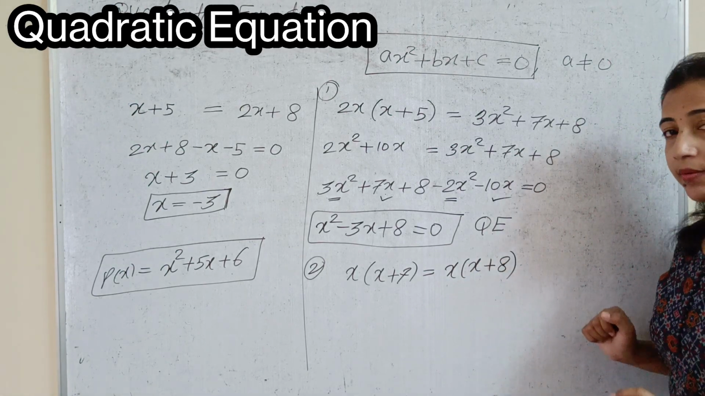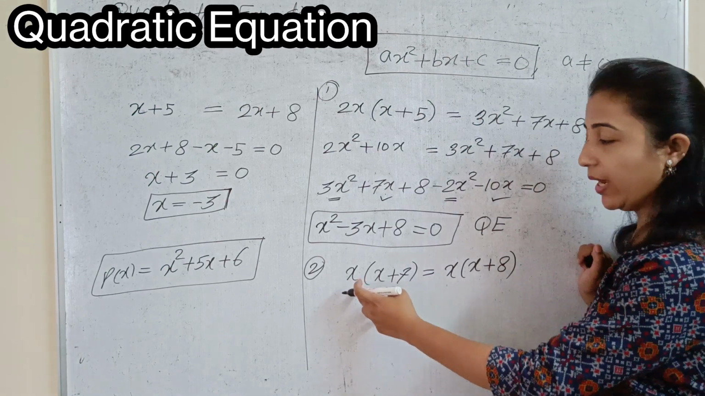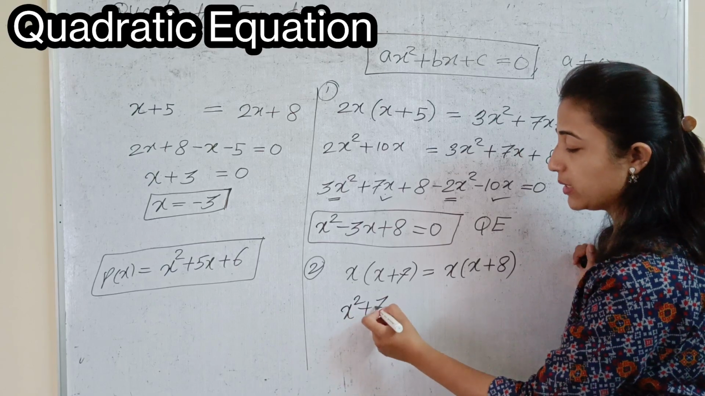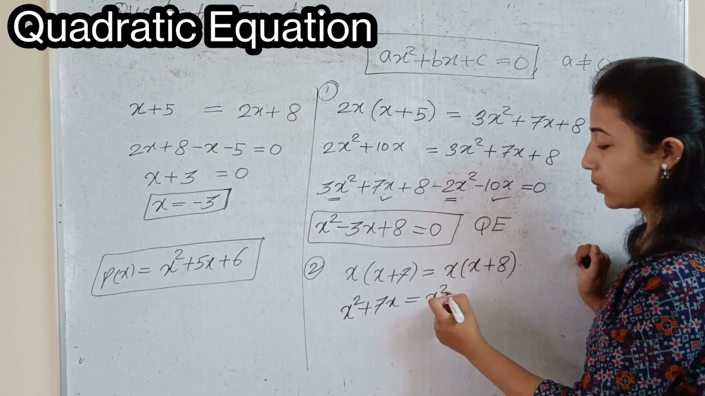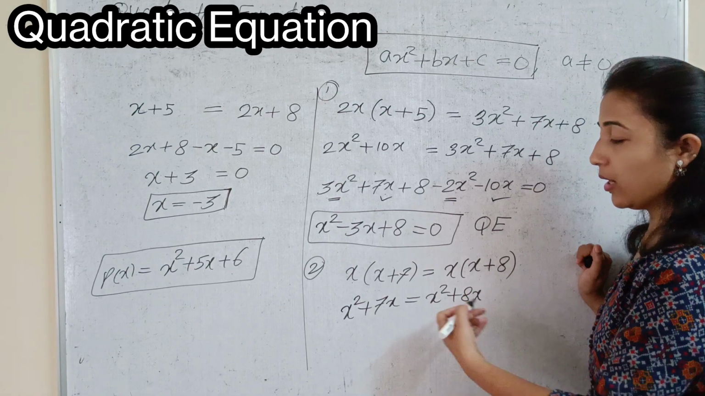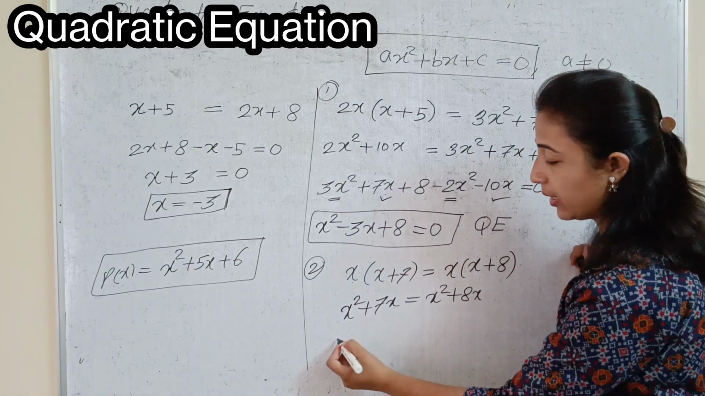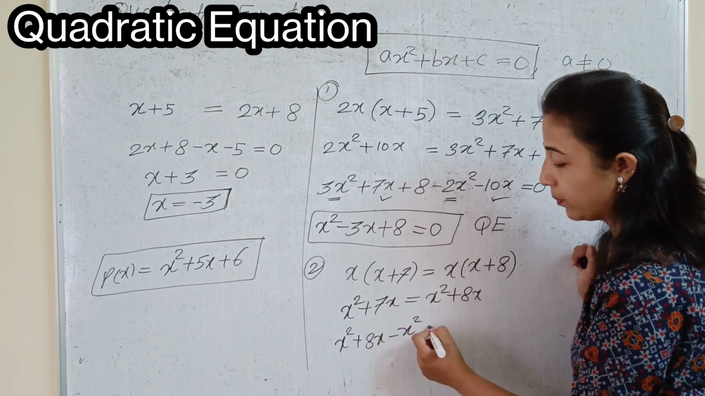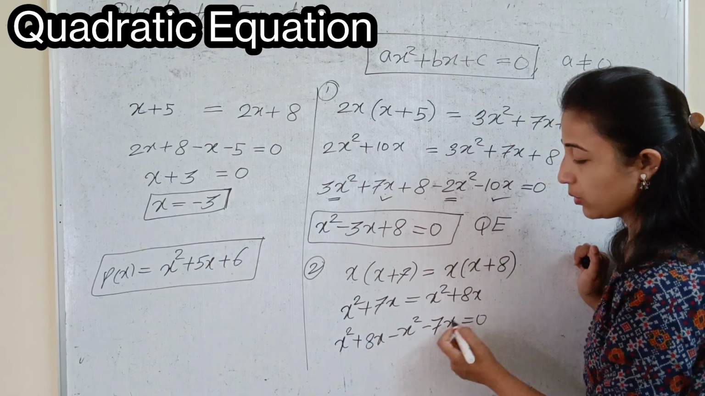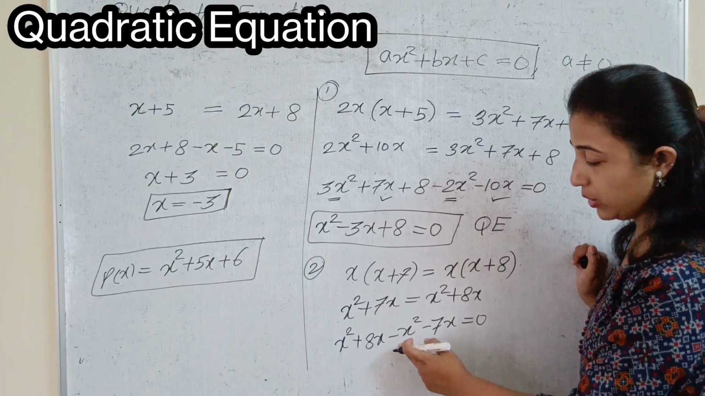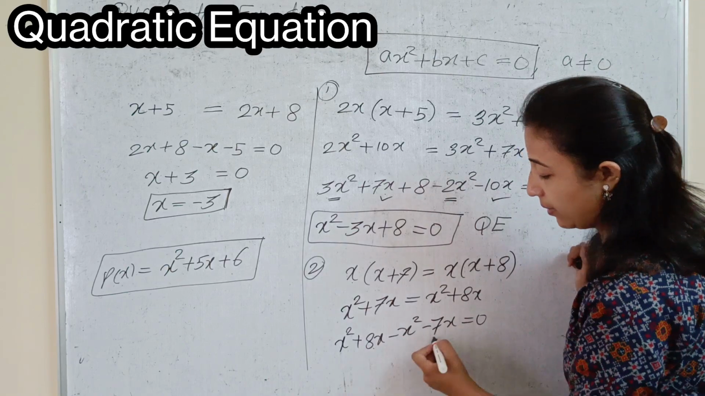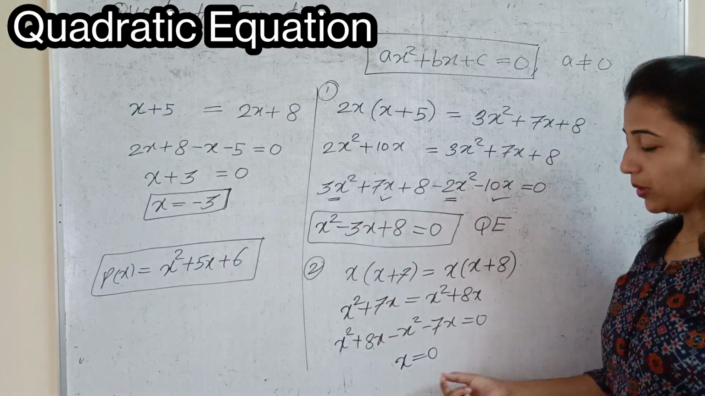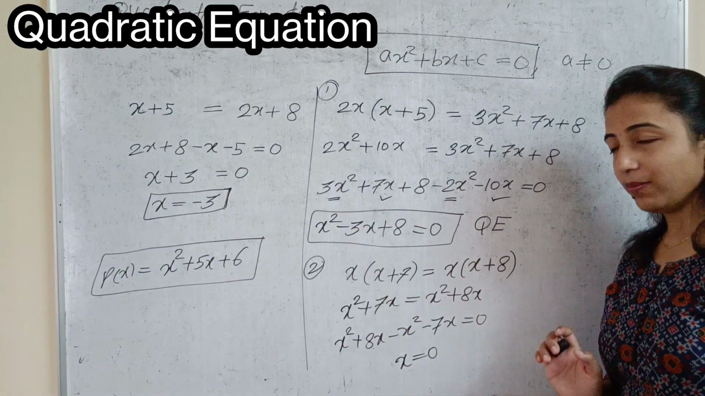Now, is it a quadratic equation? See here, if we simplify, x square, then x times 7 becomes 7x, and the next is x square plus 8x. Now shift all the terms to the left hand side or the right hand side, so it becomes x square plus 8x minus x square minus 7x equals to 0. So x square minus x square is 0, and 8 minus 7 gives x equals to 0. So this is again just a linear equation. Here only x equals to 0, you get the direct value of x.